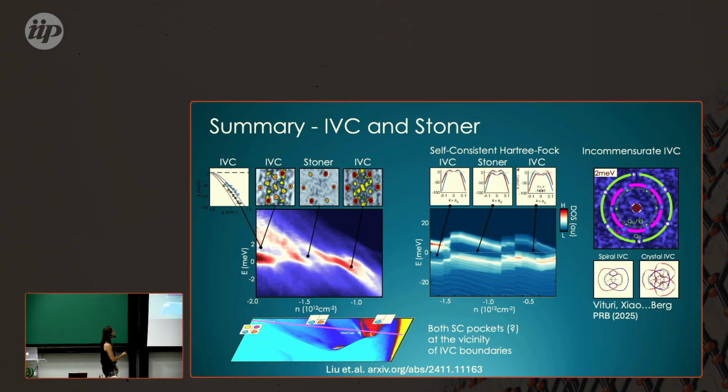Okay, so this is the first part of the talk. Questions so far? I'll just summarize this quickly and move to the second part. So we were able to see intervalley coherence phases using scanning tunneling microscopy by splitting of the density of states accompanied by charge density wave, and also reconstruction of the band structure using quasi-particle interference. One of the phases seems to be an incommensurate intervalley coherence phase, and this agrees nicely with Hartree-Fock calculations, except for the size of the splitting.